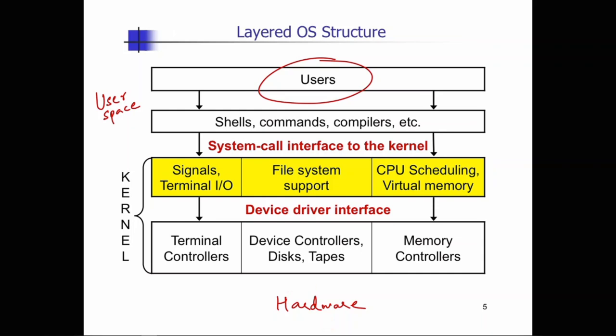So on the top, users operating in the user space, and then the kernel space being divided into two layers. One is software, and the other is the device controller layer, so it's very close to the hardware. Okay, so in the next lecture we will start talking about the virtual machine.